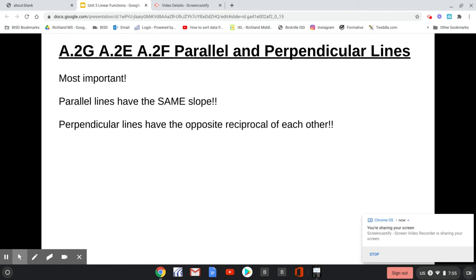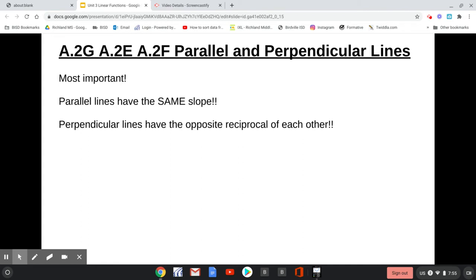Hey guys, these are some examples to go with the notes for A.2G, A.2E, and A.2F, parallel and perpendicular lines. The most important thing is parallel lines will have the same slope. If you know that, you're going to be able to find the answer. Perpendicular lines have the opposite reciprocal of each other, and we'll go into that with these examples. Here we go.